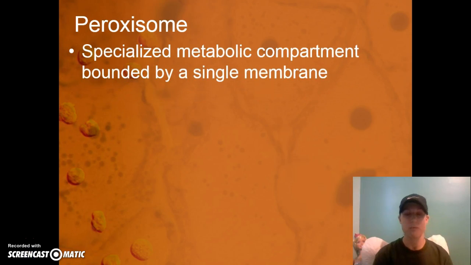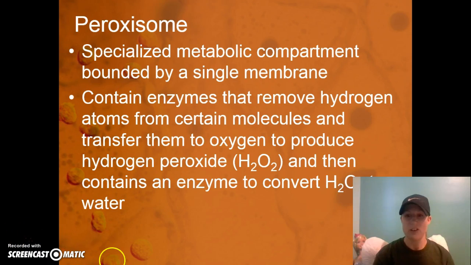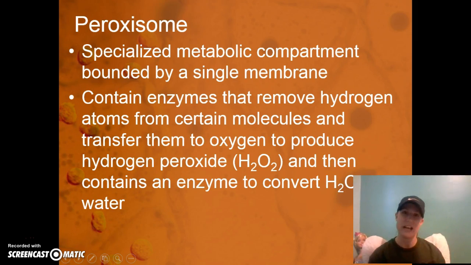There is this other structure called a peroxisome, and a peroxisome is a specialized metabolic compartment bounded by a single membrane. Remember, metabolic means that reactions are going to be occurring, and it only has one membrane. I gave you a lot of information here because this is really what it does, broken down. It contains enzymes that can remove hydrogen atoms from certain molecules. Remember, it's those hydrogen atoms that make things acidic and eventually could be toxic as well. It then transfers those hydrogen atoms to oxygen, which makes H2O2, which is hydrogen peroxide.